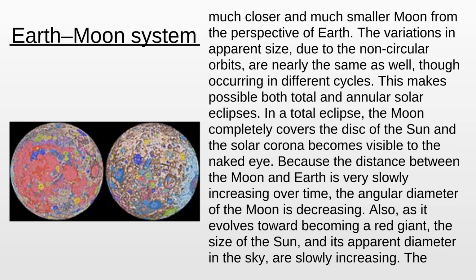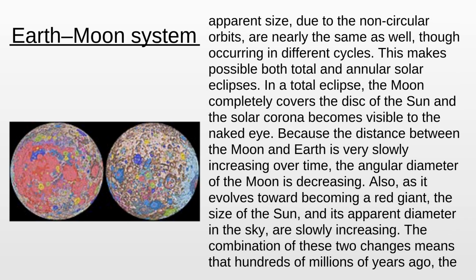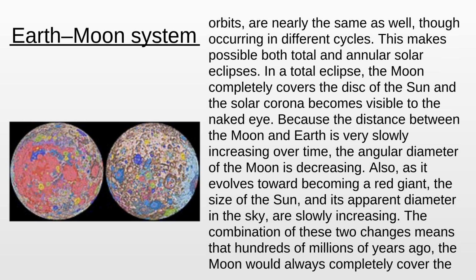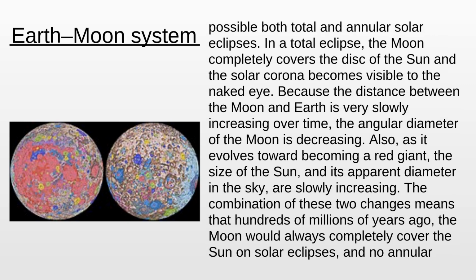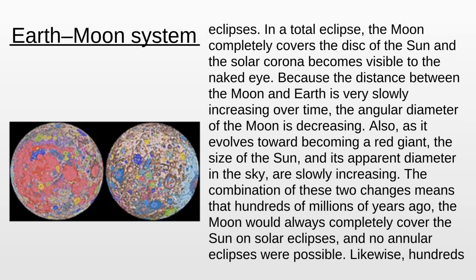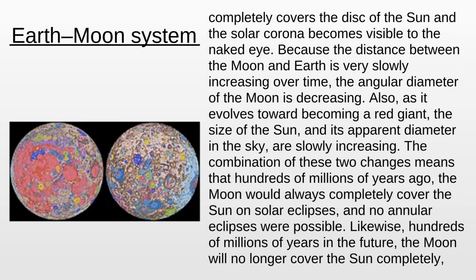The Sun is much larger than the Moon, but it is the vastly greater distance that gives it the same apparent size as the much closer and much smaller Moon from the perspective of Earth. The variations in apparent size, due to the non-circular orbits, are nearly the same as well, though occurring in different cycles. This makes possible both total and annular solar eclipses.